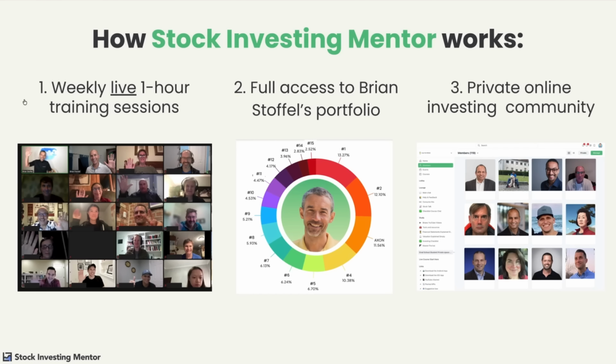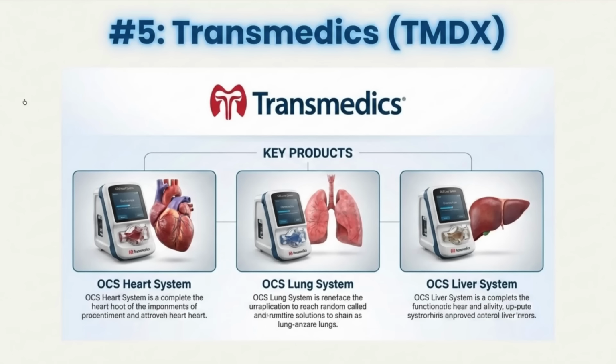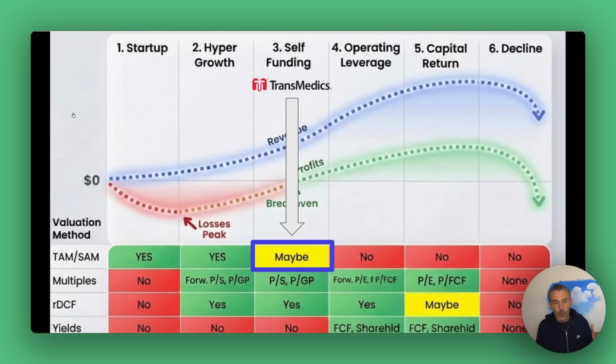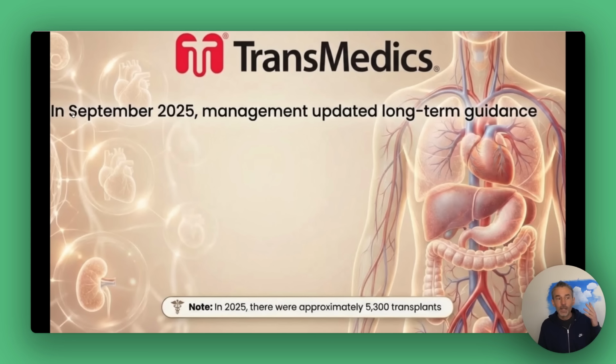So let's go on to the last stock that's on my list, and that is Transmedics, a company that makes machines that keep hearts, lungs, and livers, and hopefully soon kidneys, alive for longer when they go through the transplant process. They also have a transportation unit which can fly these organs as well. Now, this company is solidly in stage 3, and I think it's worth looking at a total addressable market to value this company.